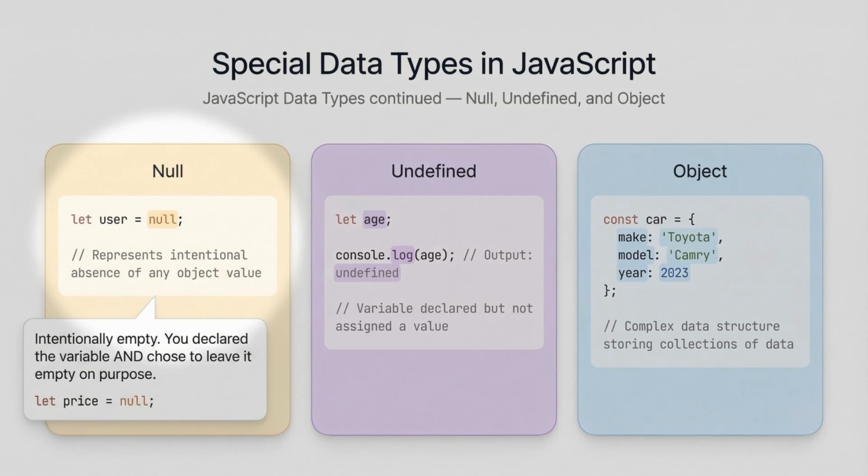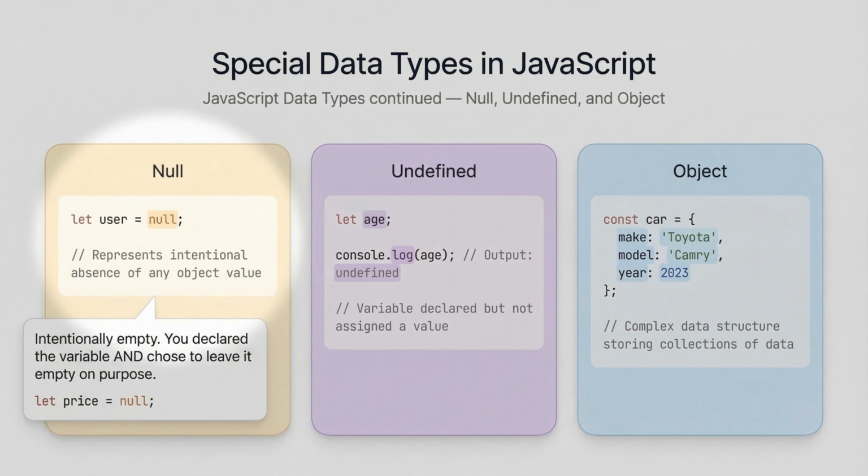Null means intentionally empty. You've declared a variable, but you've deliberately assigned it no value. You're saying, I know this exists, but right now it holds nothing. A good example is a product price that hasn't been set yet. You might write, let price equals null. It's not an accident.